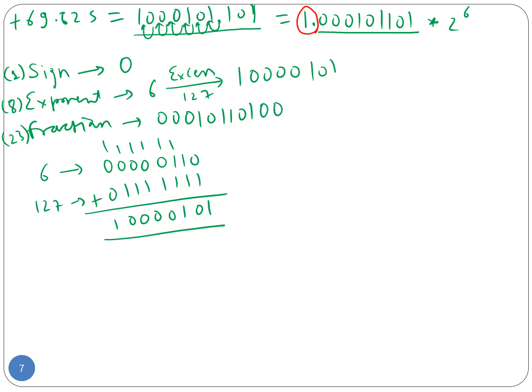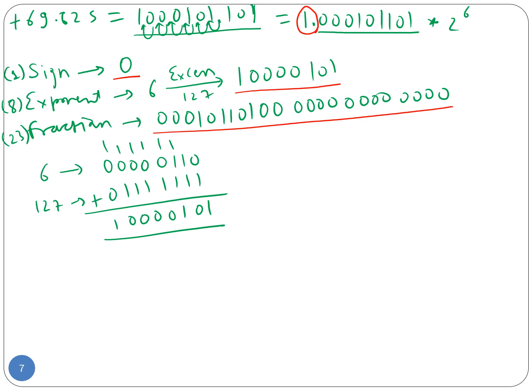So this becomes, let's do that here. This is 23 bits. Let's put all of these together, one after the other, and come up with the hexadecimal representation. So the first bit here is the sign bit, followed by the exponent, which is 10000101, followed by this string over here. So we have 000101101 00, and then we have 12 more zeros.